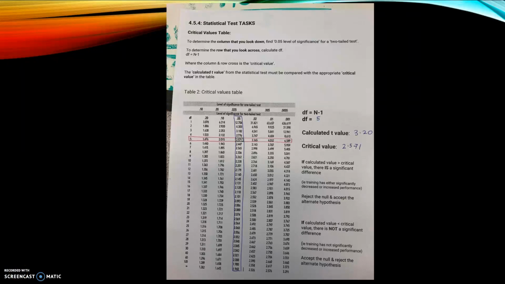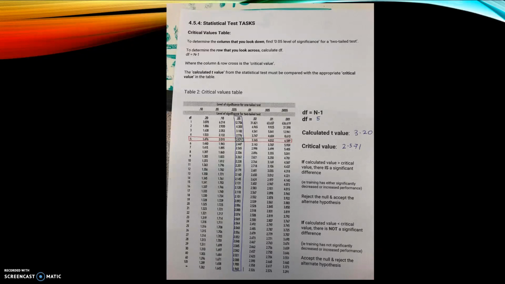So the calculated t-value is then 3.2, and our critical value, because we go down the degrees of freedom of 5, because we used 5. We used 6 participants, but the degrees of freedom is 6 minus 1, which is 5. So we look down the 5 participant column, at the two-tailed test at the 0.05 level of significance, which is what we're using, and it gives you a critical value of 2.571.